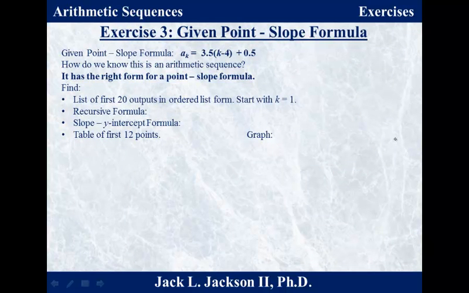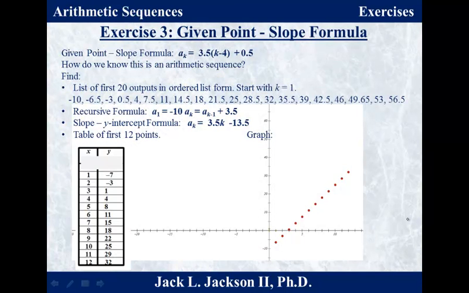What if we're given a point-slope formula? How do we know that's an arithmetic sequence, and then figure out the other stuff? Okay, the other forms, other representations. So we have a sub k equals 3.5 times k minus 4, plus 0.5. See if you can work this one out and come back. Press pause now.